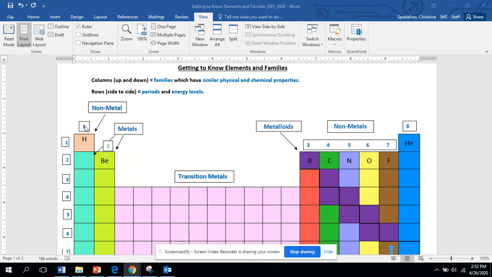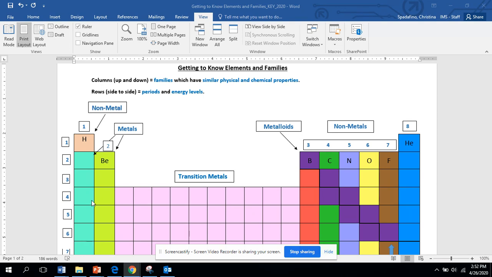So you're going to put a number 1 here for family, H. Put a number 2 over the element of beryllium. So you should have a number 1 and number 2. You want non-metal, pointing at hydrogen. And then you want metals for the remainder of families 1 and 2.